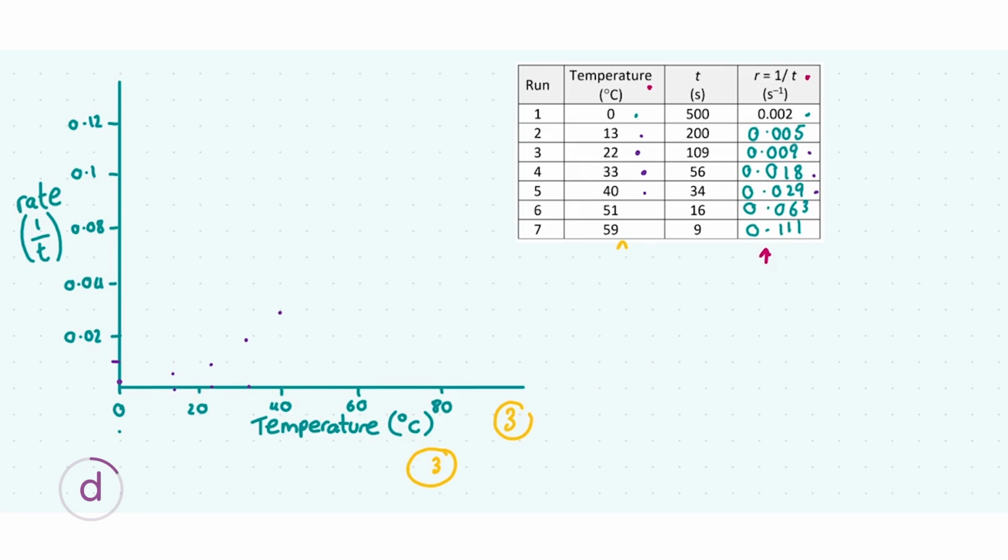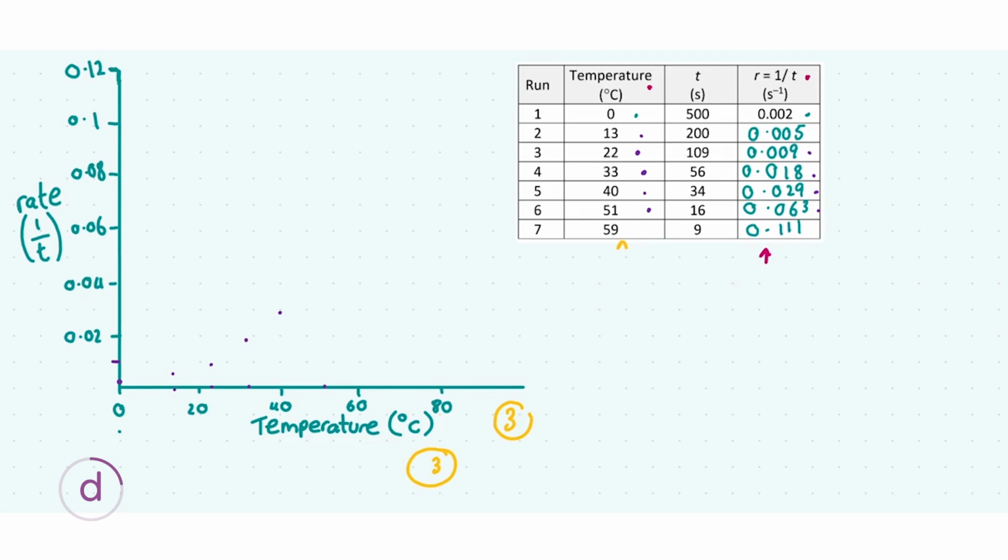Okay, next one, temperature 51, and the rate of reaction is 0.063. So 51 would be about here, and the rate of reaction 0.063. Oh, I just realized there that I've made a mistake with my axis. I've left out 0.06. Okay, so I'm just going to fix that. So that's a good sign to always do your graphs in pencil, because if you make a mistake, it's much easier to rub it out.